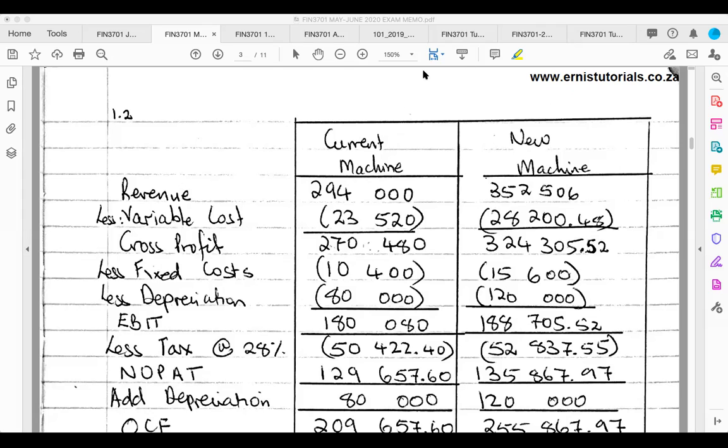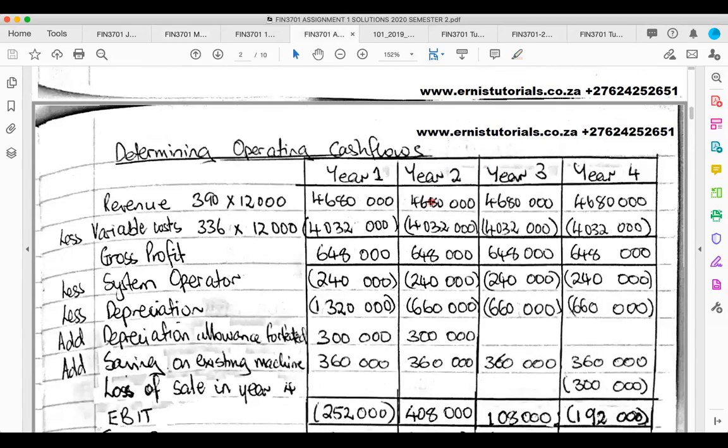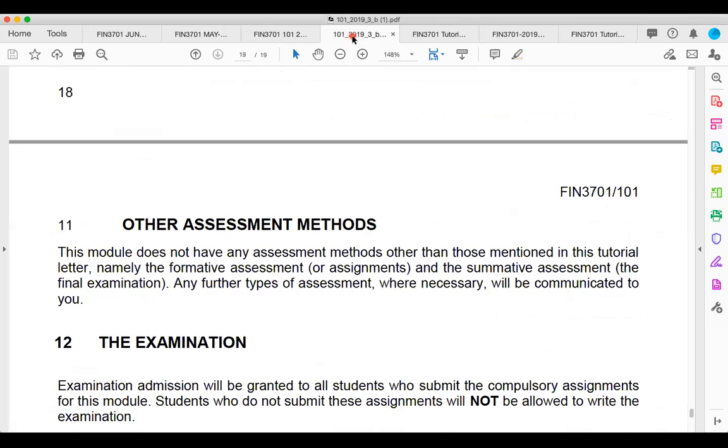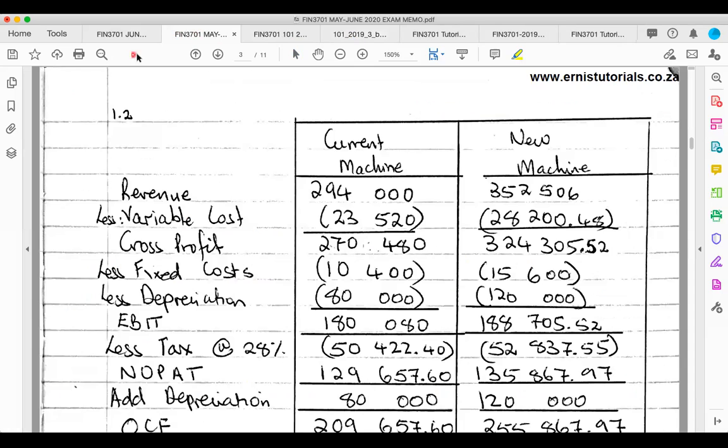Usually, if it's going to be over a number of years, there was something similar. Let me just see if I can put it up. There was something similar in assignment 1, 2020 semester 2, whereby you had to get operating cash flows for a number of years. But in this case, we're doing something slightly different.